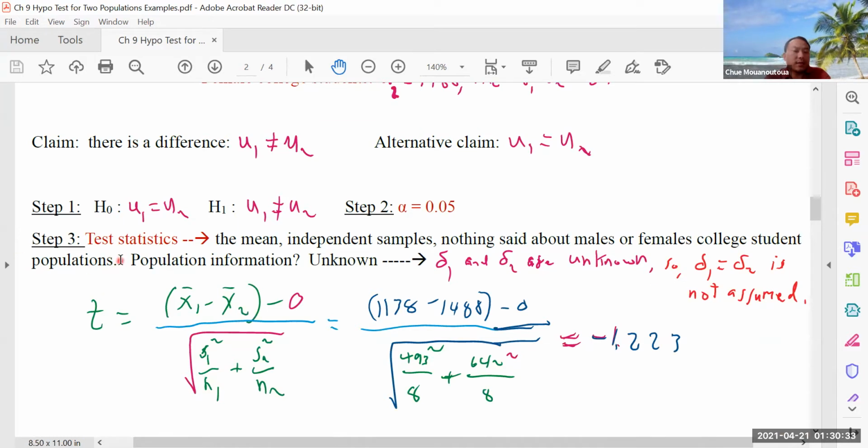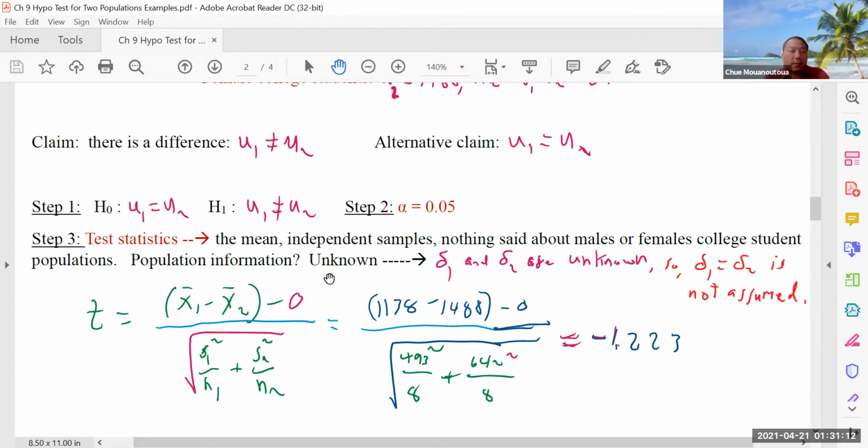Now step 3, the test statistic. We're talking about the mean, the average, and we also talk about independent samples, because males and females are independent. Each group is independent from the other group. One group is different than the other group. So we have 2 independent samples.